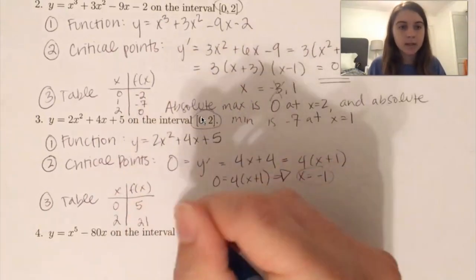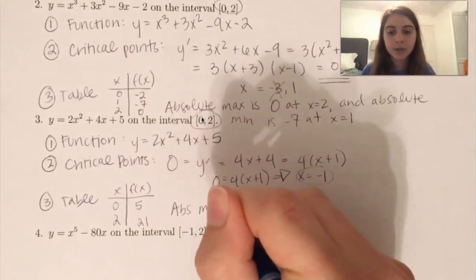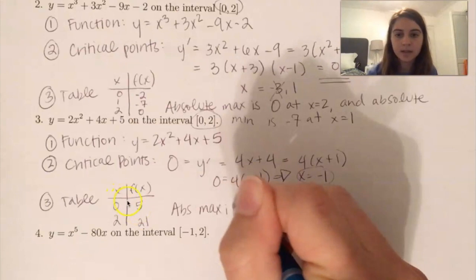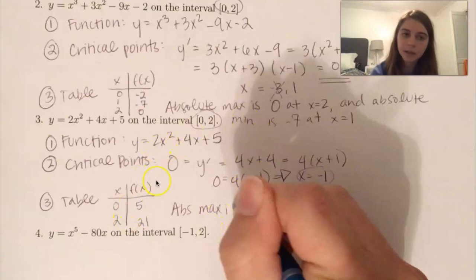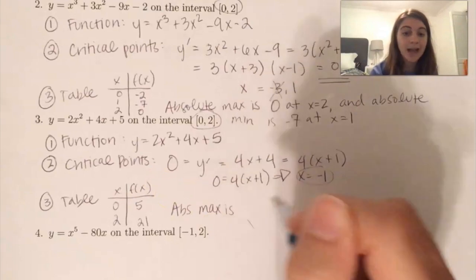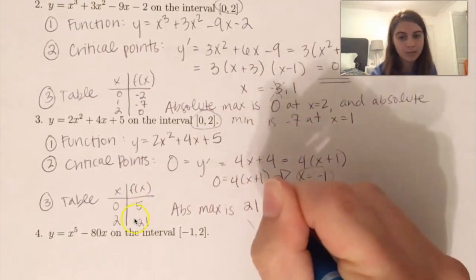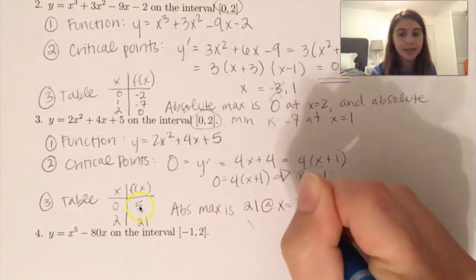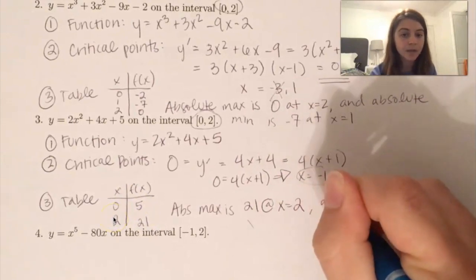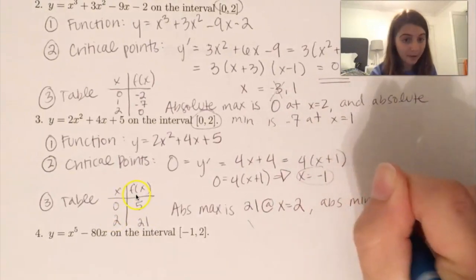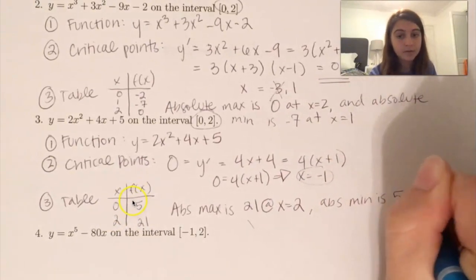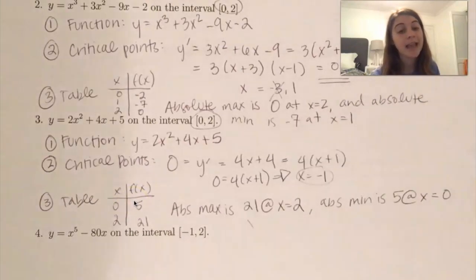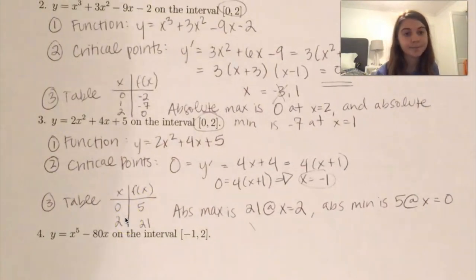But this one doesn't have a critical point, so it's only the 2. So yeah, we plug 0 in there, 0 plus 0 plus 5, and we're going to plug 2 in there, so that's 2 times 4 plus 4 times 2 plus 5, we're going to get 21. So our absolute maximum, biggest y value, 21, and that occurs at x equals 2. Our absolute minimum value, smallest y value, 5, and that occurs at x equals 0.